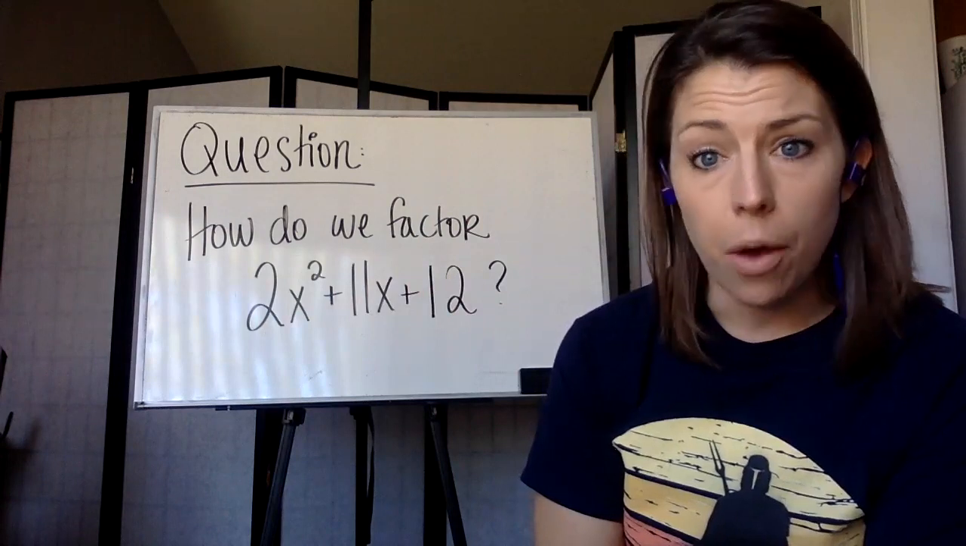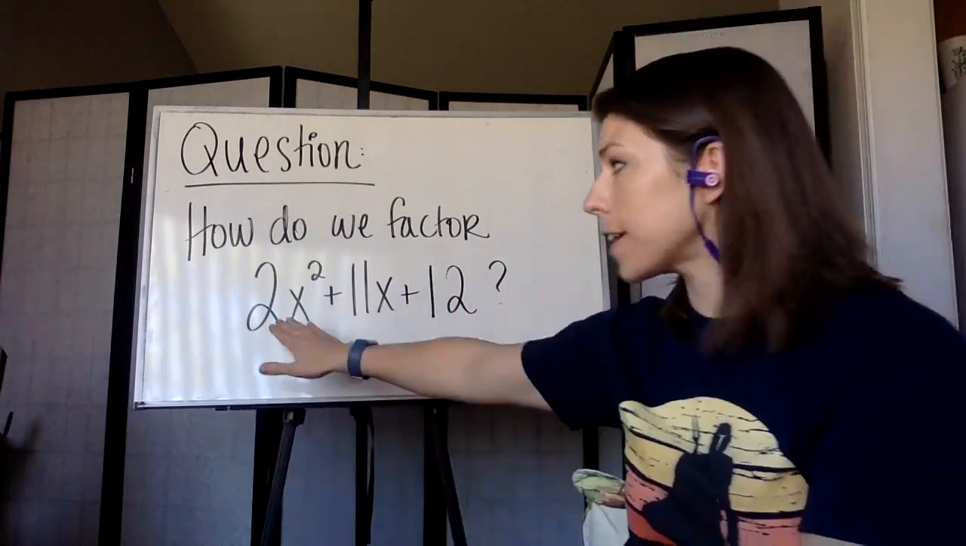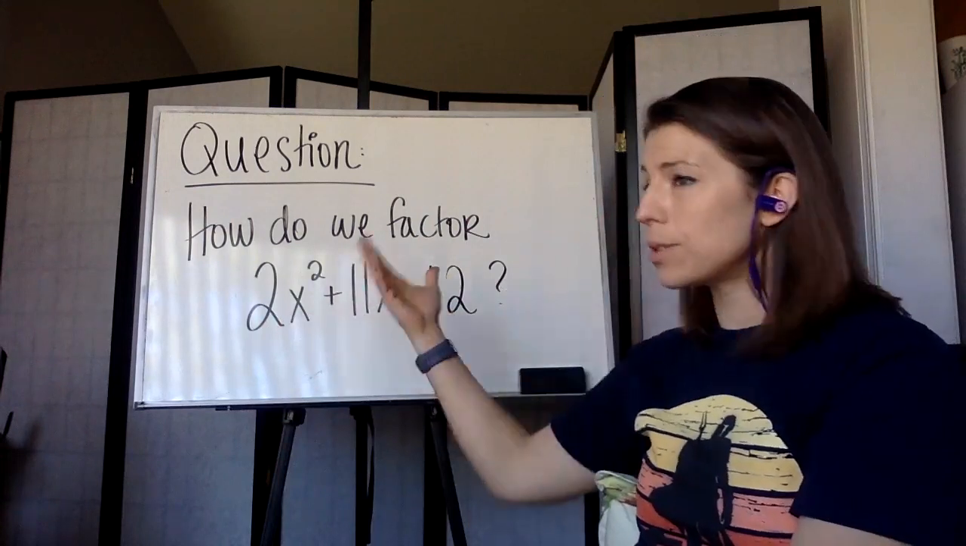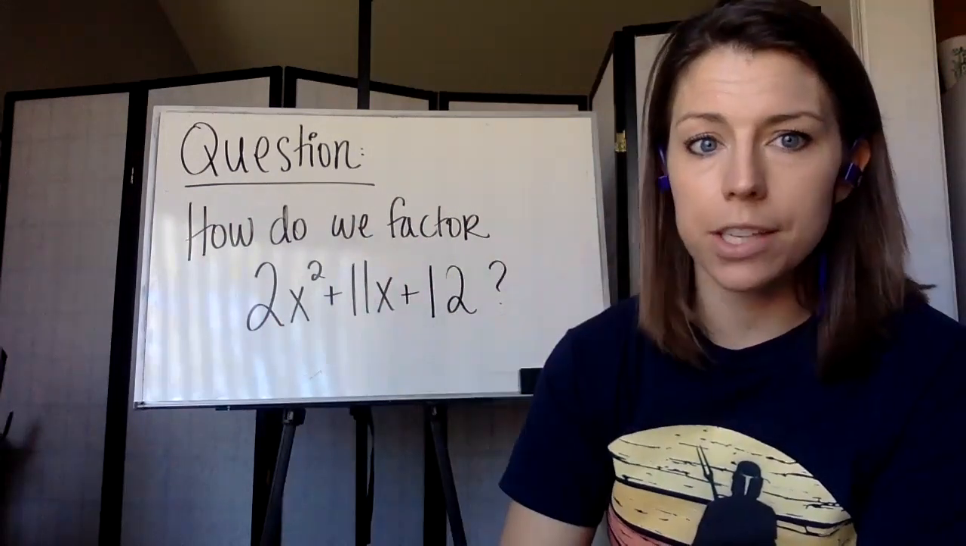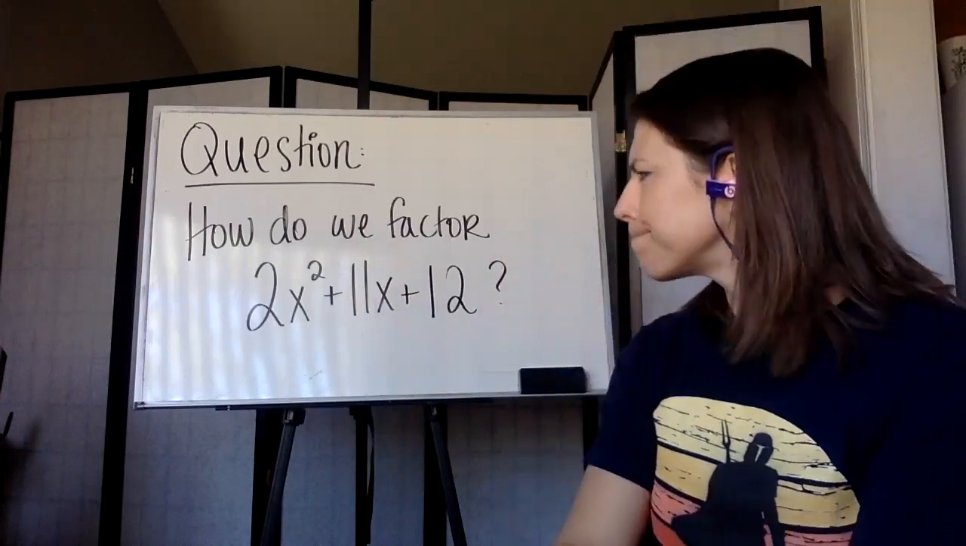Unfortunately, other than factoring out 1, which in this case doesn't help us, there isn't one. You could factor 2 out of 2 and 12, but 2 doesn't go into 11. GCF factoring, not going to work. Let's try factor by grouping.